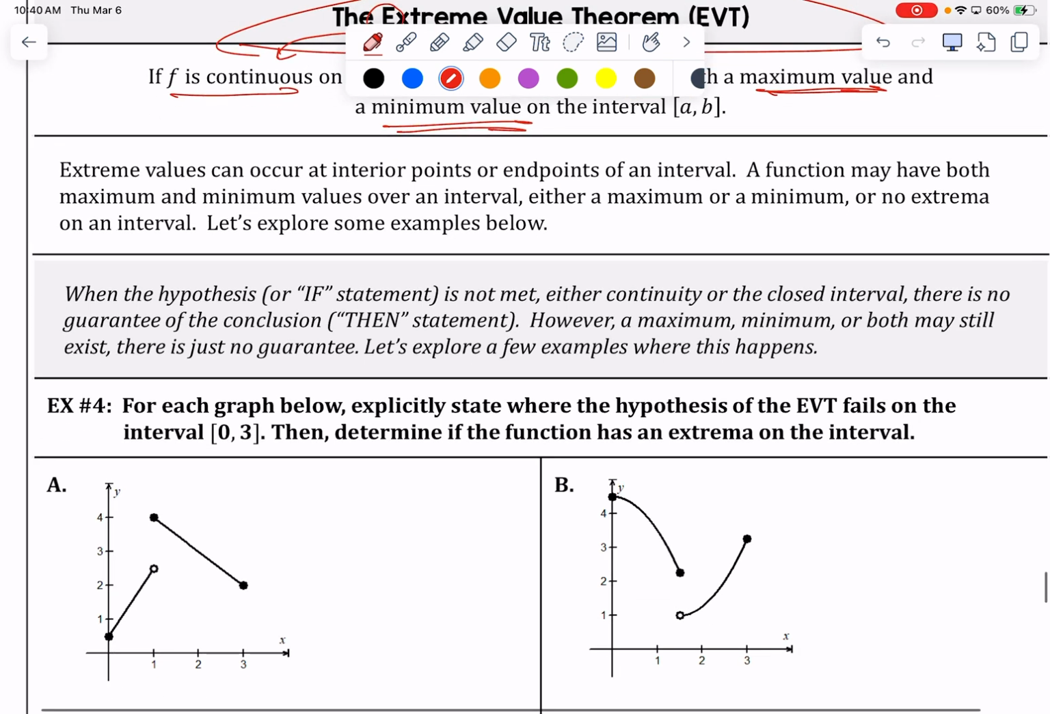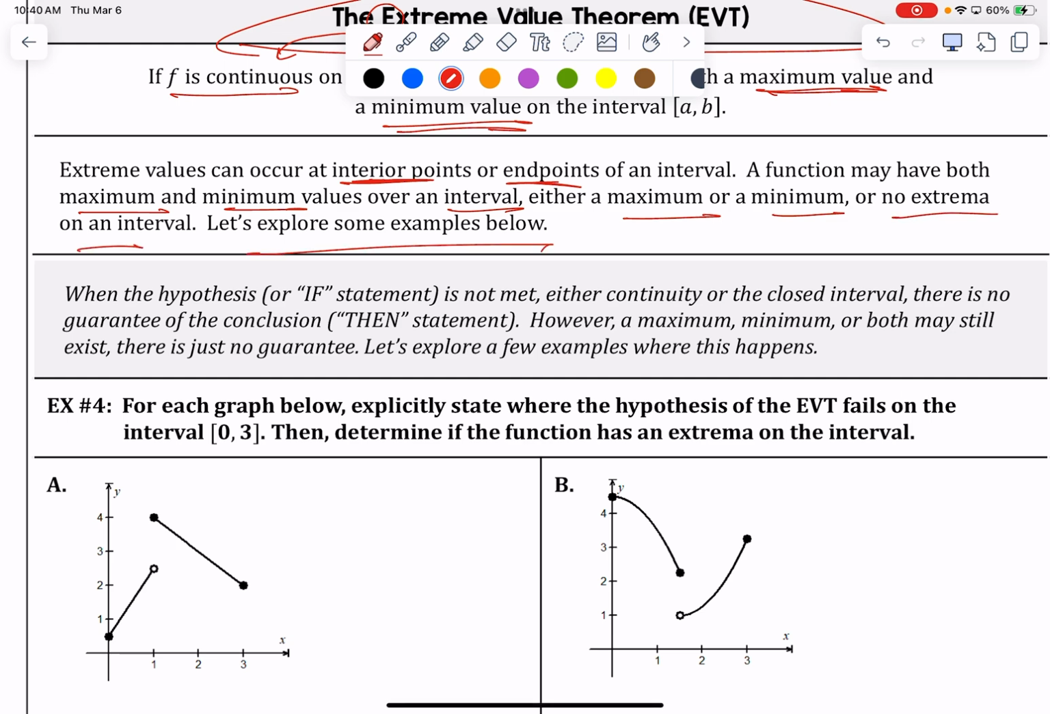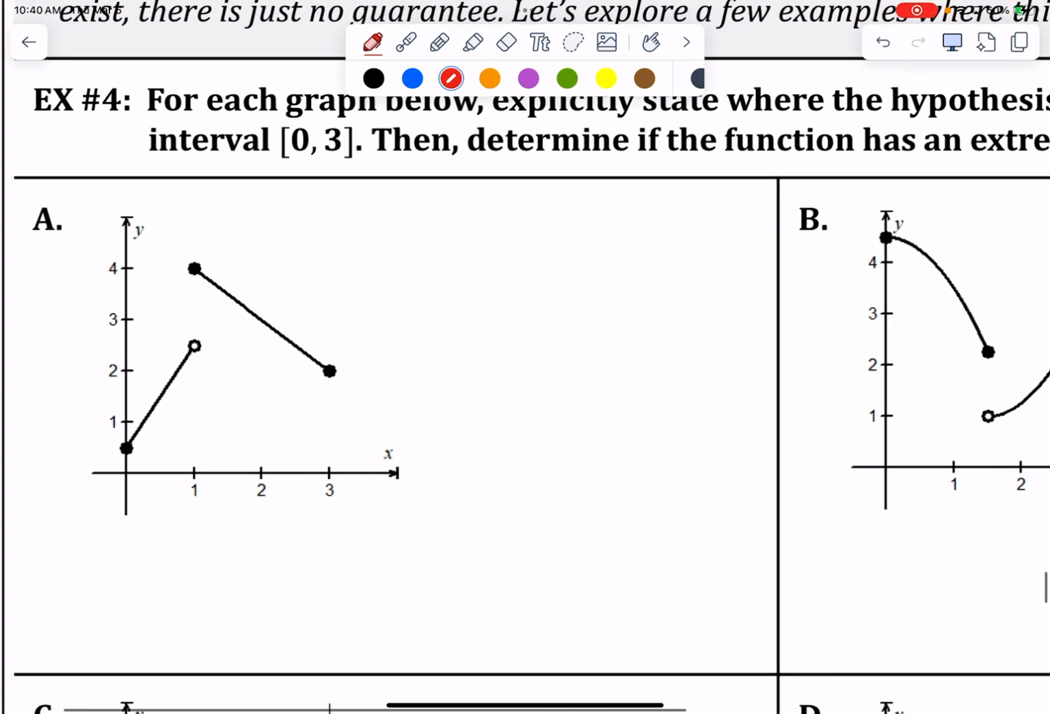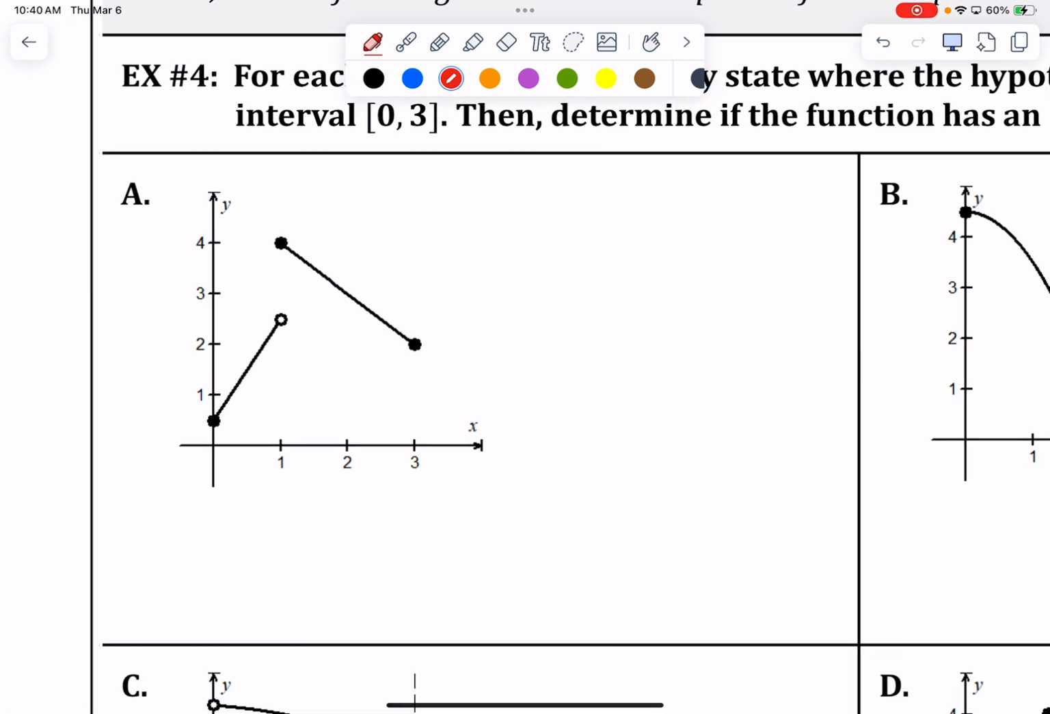Here we go. Extreme values can occur at interior points or what? Endpoints. A function may have both a max and a min over an interval, either a max or a min, or no extrema on an interval. Let's explore some examples. I'm going to do this fast. Look at that one. Is it continuous? So you're not guaranteed a max or a min. It could happen, but you're not guaranteed. Does it happen, though? Is there an absolute max? Yes. Is there an absolute min? Yes. It happened. Didn't have to happen, but it did.